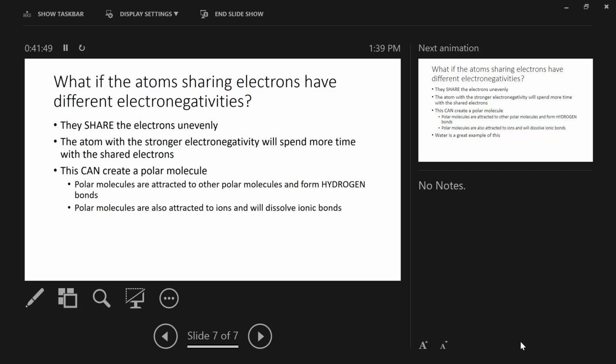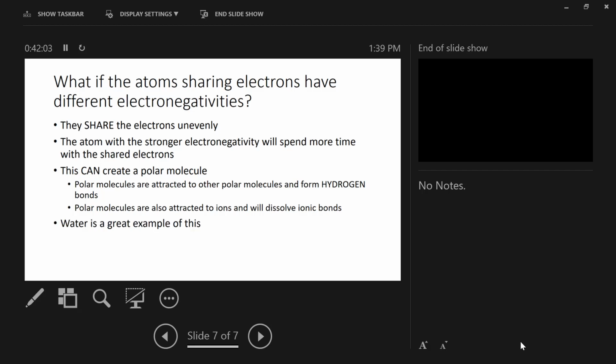And so the negative pole of a polar molecule is going to be attracted to what? A cation, right? A positively charged ion. Have we seen this happen before? Where an ionic bond was broken inside of a polar molecule? Yeah. Dissolving salts in water. So water must be a polar molecule, and it is. Water is a wonderful example of a polar molecule.